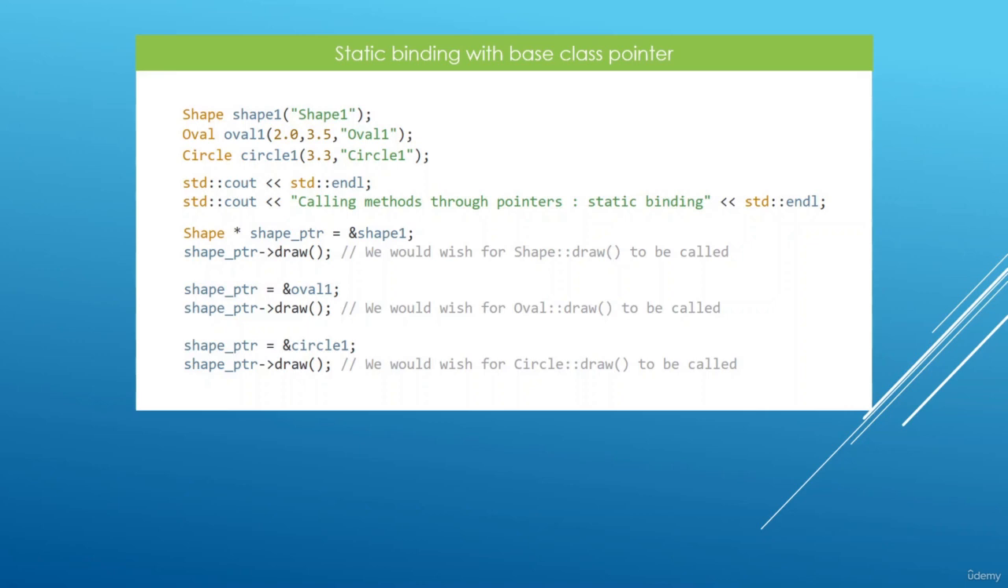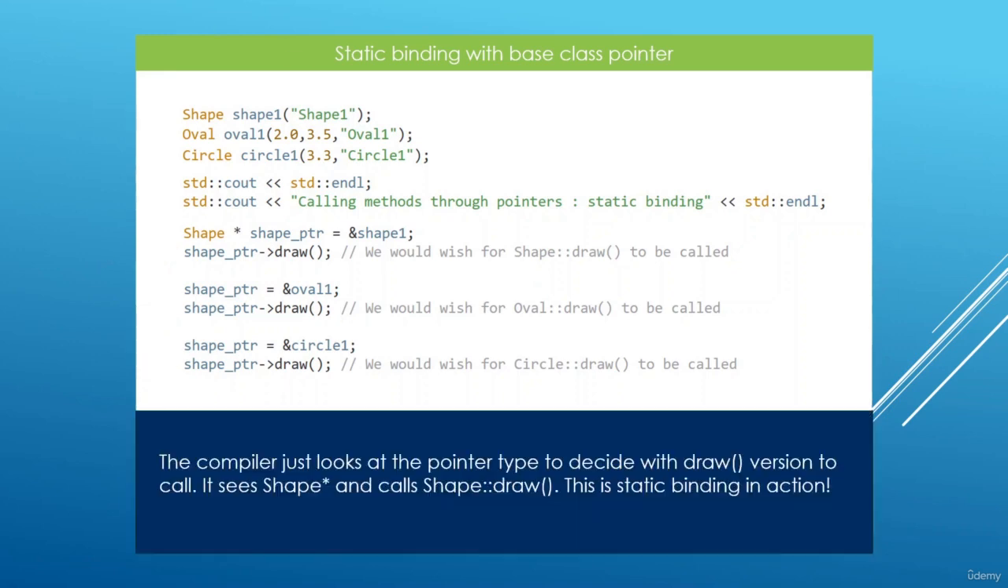If we happen to do this and run our program as is now with the current knowledge that we have, on the first line here, we're going to get the shape draw method called. This is what we want. But on the second example here, we will see the shape draw method also called. And on this line, we will also see that we get the shape draw method to be called. This is not what we want, and this is static binding.